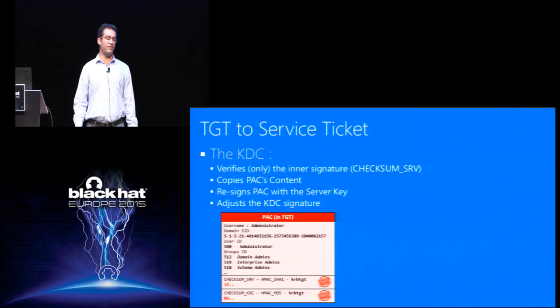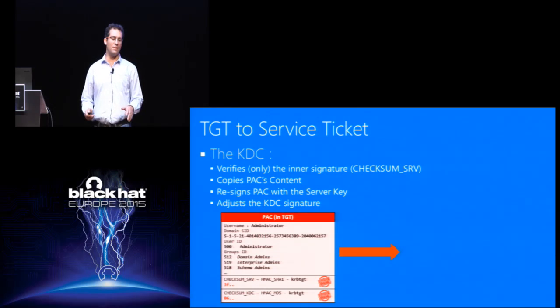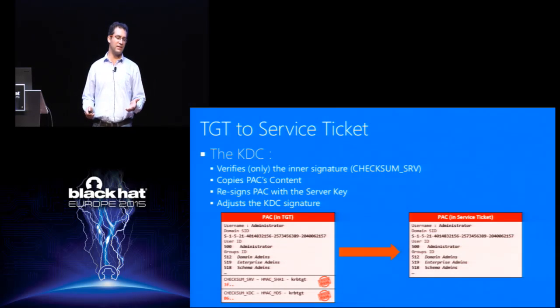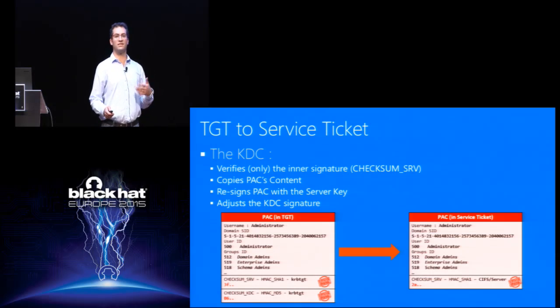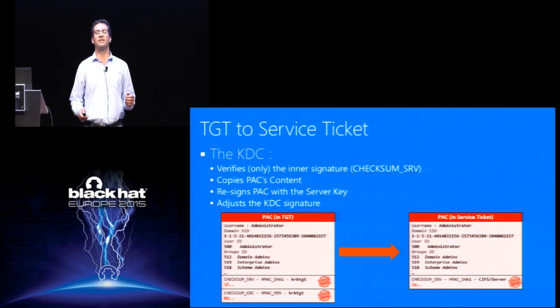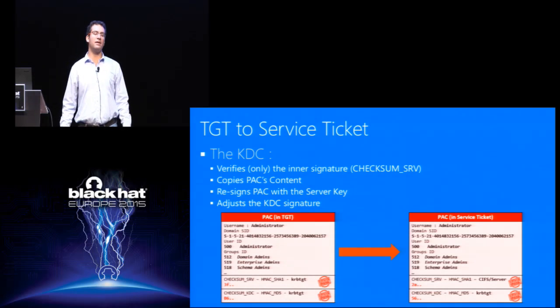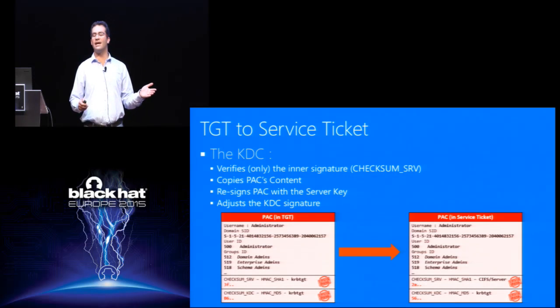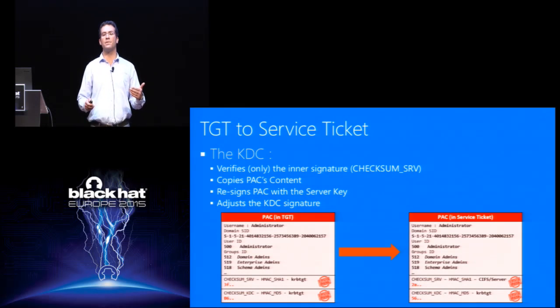The KDC first verifies the signatures. And if the signature is found to be valid, which means the PAC was not tampered with, it just copies the PAC from the TGT into the service ticket and resigns it once with the server key, so the server will be able to validate that indeed this is a valid PAC, and signs again with its Kerberos TGT key, the Kerb TGT key. So if the server for some reason wants to do extra validation, it can send this PAC back to the DC and ask it if indeed this is properly signed.